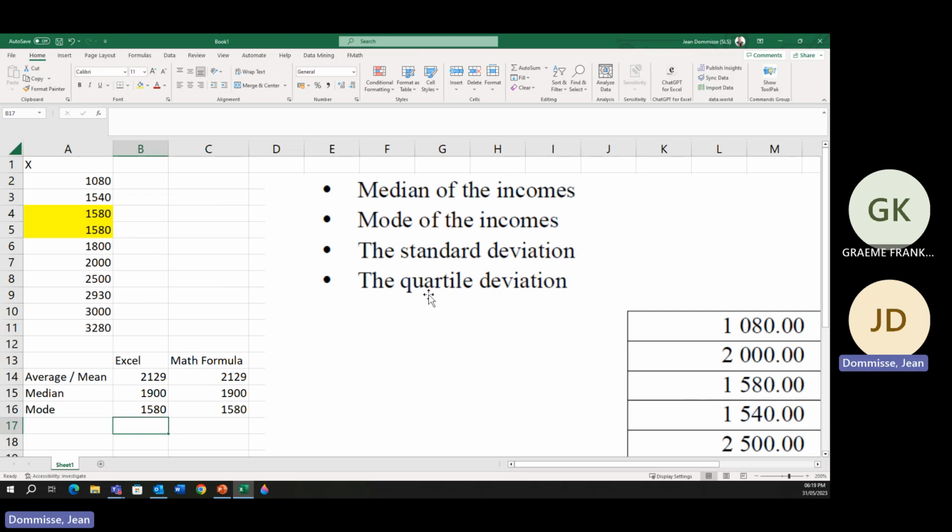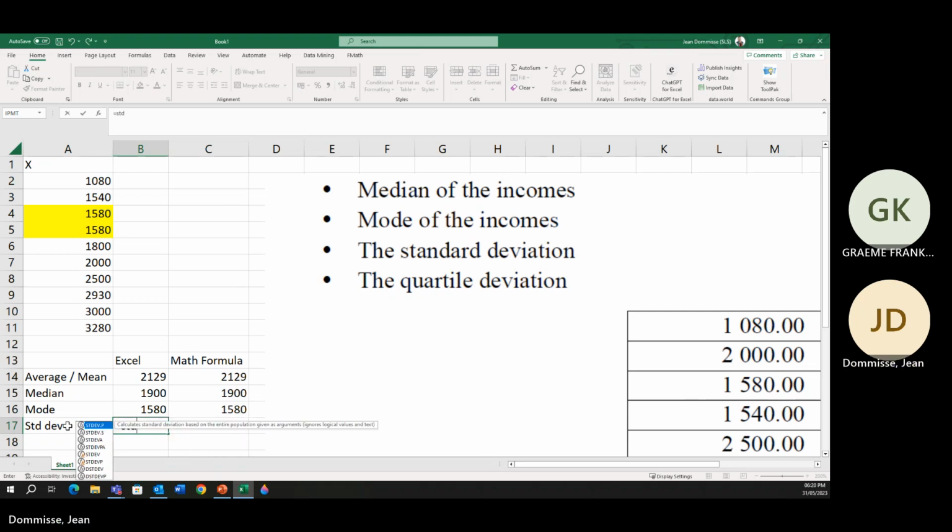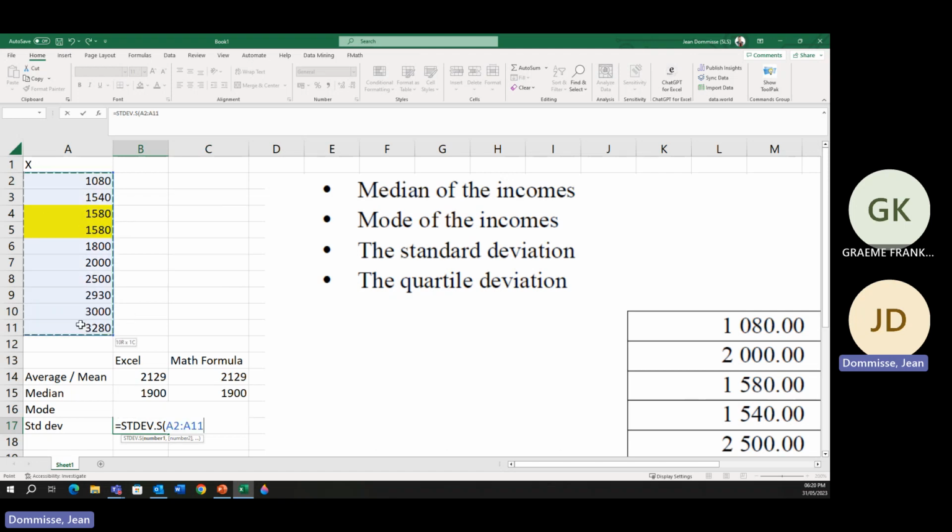Okay, now we're getting to something you may need to work out. They didn't ask you to work out the variance, but from variance, we normally go into standard deviation. Again, we can work out the standard deviation by looking at a standard deviation formula in Excel.